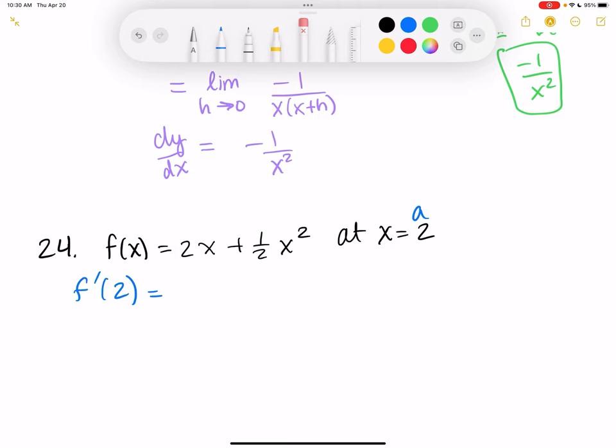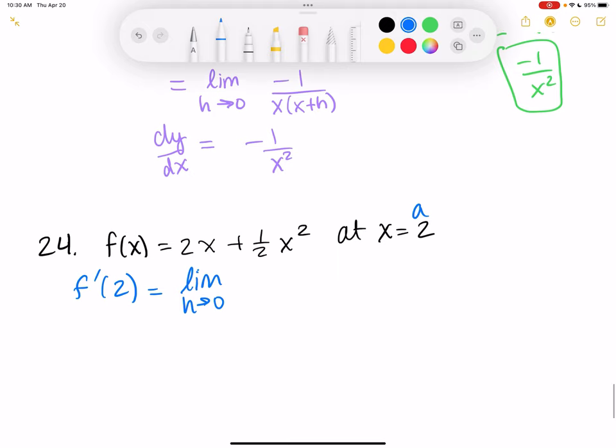Just so you know, I'm not rewriting the entire formula. For the limit as h approaches 0 of f of a plus h. Hold on, I'm just going to write the formula over here so that we can see it, because I like to have it in front of me. It makes it easier.